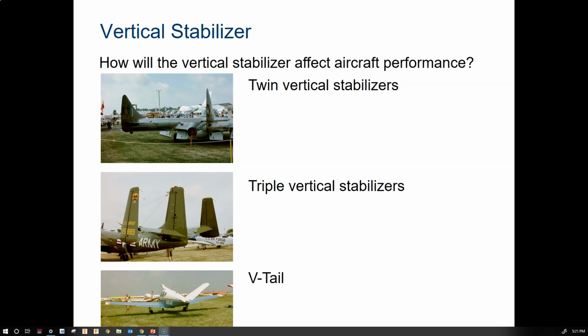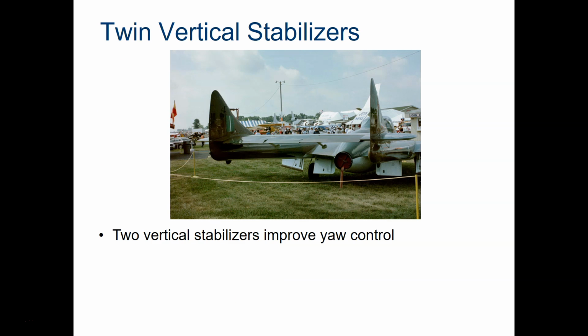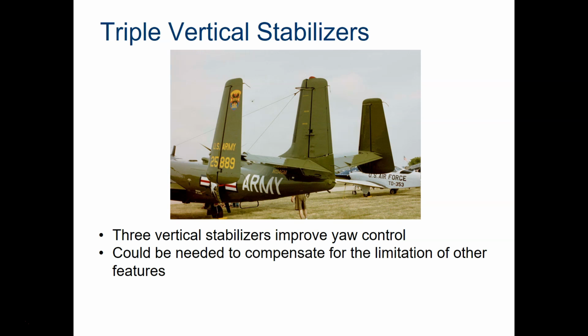Let's dive into vertical stabilizers and consider how they'll affect the aircraft's performance. Here we see three examples: twin vertical stabilizers, triple vertical stabilizers, and something known as a V-tail. Twin vertical stabilizers can improve yaw control if it's needed. More surface area also means potentially more drag. This is the example of our triple vertical stabilizers. Three vertical stabilizers certainly will improve yaw control, and this could be needed to compensate for the limitation of other features. Not a very common configuration.